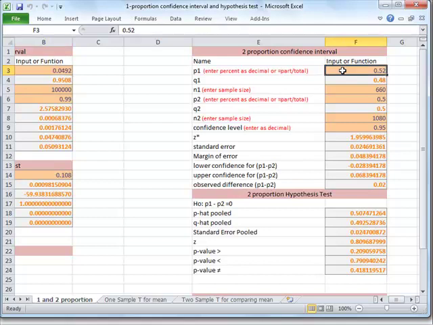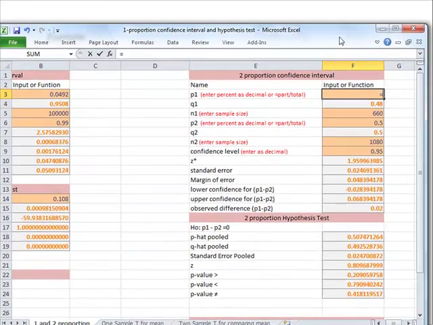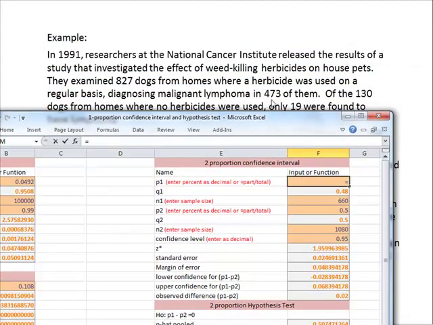Okay, and so our P1 value was equal to the first number that we were looking at, for those dogs. We had 473 out of 827. So 473 divided by 827. And we put the equal sign in there. So then it automatically computes the Q1, and then the N1 is the sample size, which was 827. And then P2 was the 19, so you'll do equals 19 out of 130. Sometimes on the online homework, they'll give you the percentage, and sometimes you have to calculate it. And the N2 is 130. And we want a 95% confidence interval.